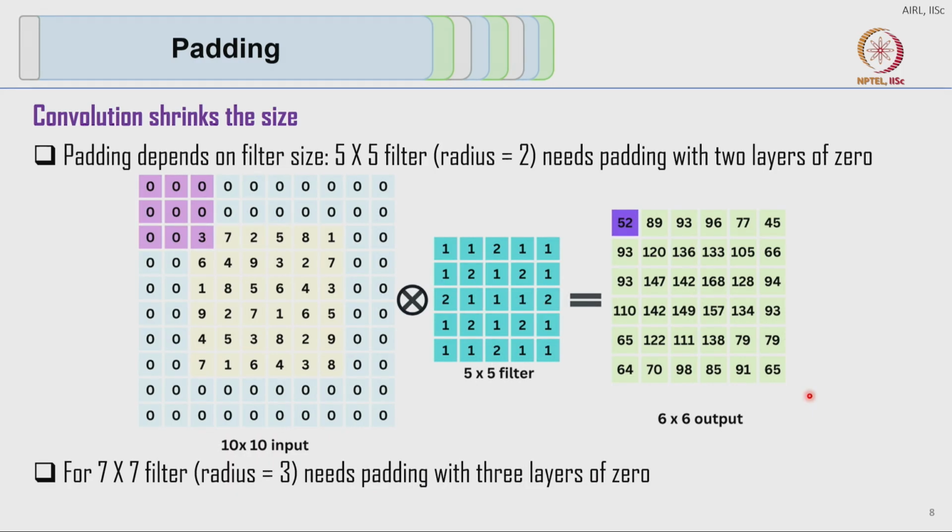Now instead of 3x3, if I use a 5x5 filter, then that will shrink it even further. In that case, what should I do? Instead of 1 row of zeros, I may have to put 2 rows of zeros. So the size, instead of 8x8, has now become 10x10. With the 5x5 filter, I can still get a 6x6 output. As the filter size increases, the image needs to be padded with more and more layers of zeros so that I can extract the information and retain the same size of the image.